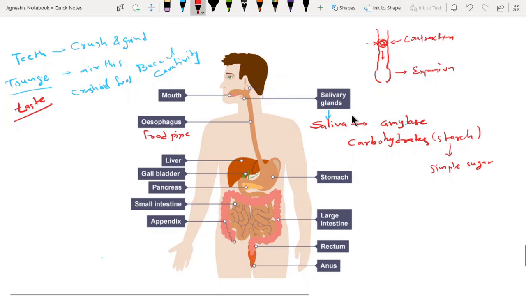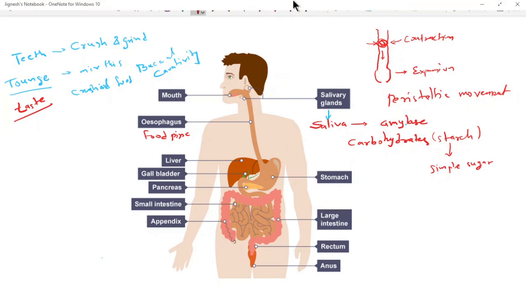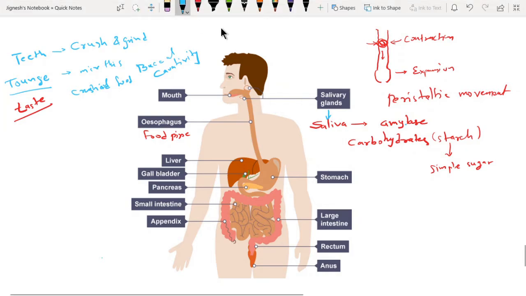This movement is called peristaltic movement. Through this movement, food goes to the stomach. Now when we talk about the stomach, what exactly does the stomach have? The stomach is very interesting. Food is taken through the food pipe and comes to the stomach. The stomach is a large organ which expands when food enters.